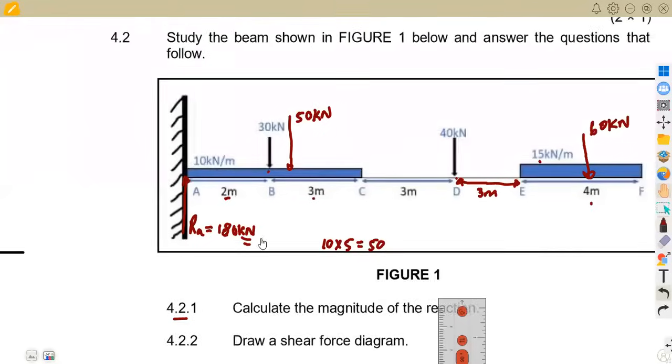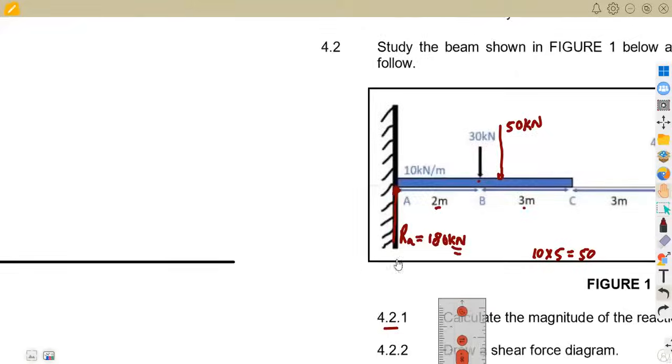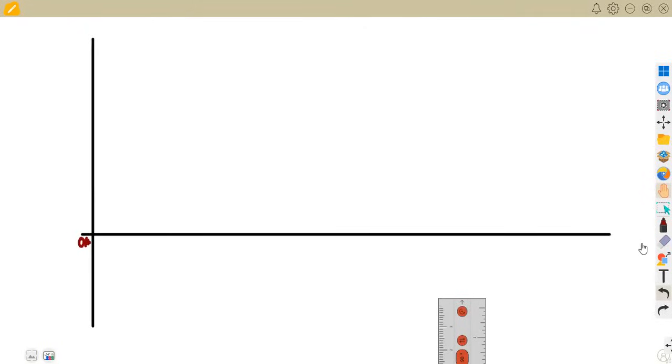The first part, we have got a support at A. So a support, it is going up, so it's supposed to be a positive. Just indicate with a vertical line. So we've got a support which is positive 180 at A. So maybe according to your scale, this is where you have 180 kilonewton.